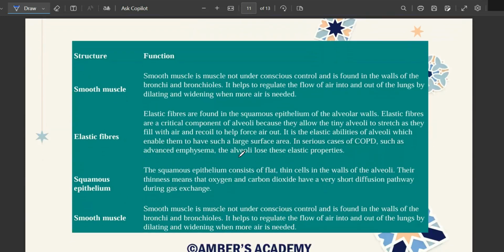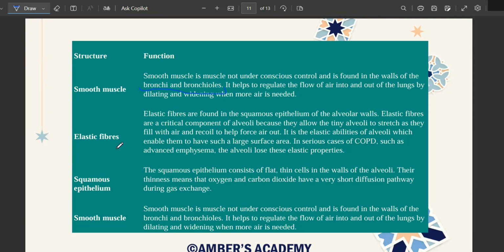Then we have smooth muscle. So the type of muscle which is present in the gaseous exchange system is smooth muscle. It's a muscle which is not under our conscious control and is found in the walls of the bronchi and bronchioles. So remember the locations essentially, because you get confused when you see the MCQ paper. Everything looks so similar and so alike. So you need to remember where exactly all these structures are present.